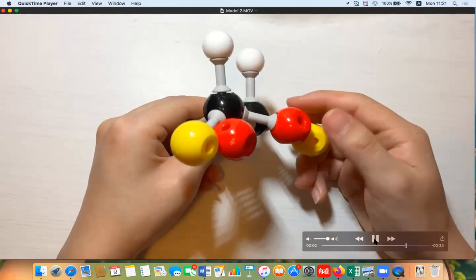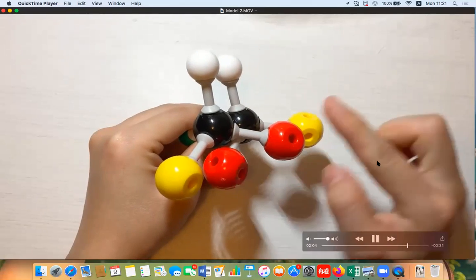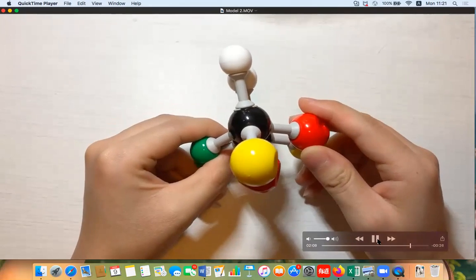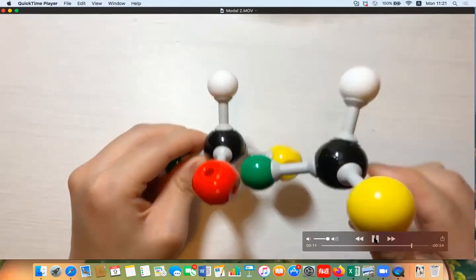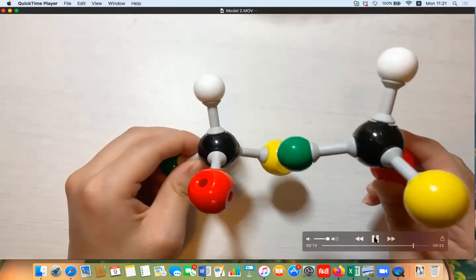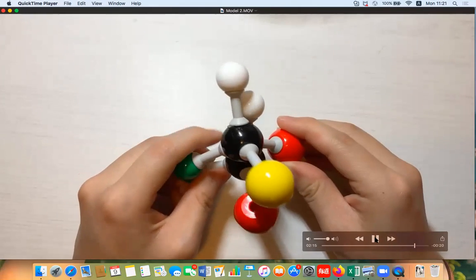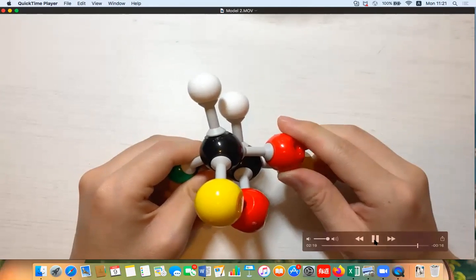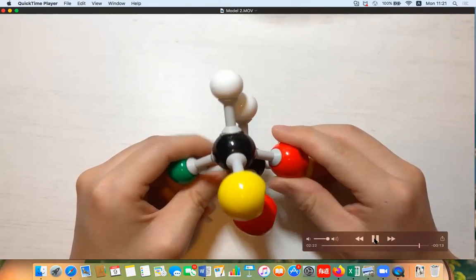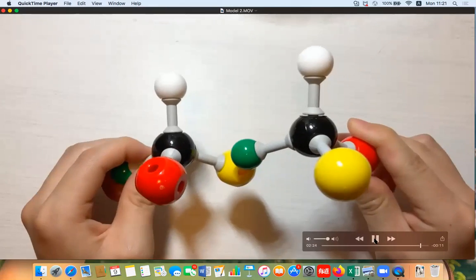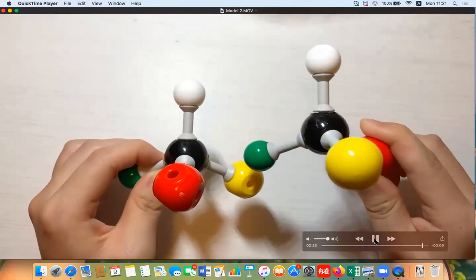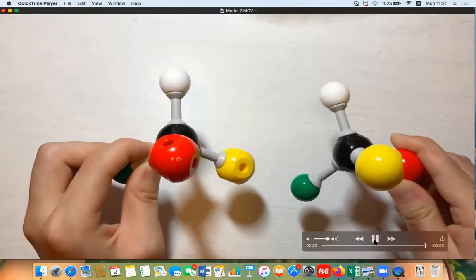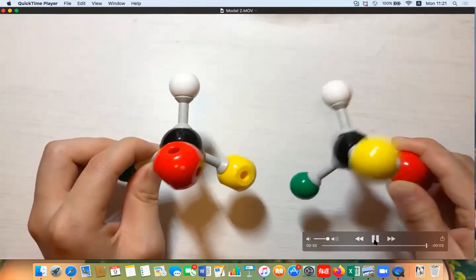Okay, so again, you can see the bromine atom and fluorine atom are not in the same position. No matter how you rotate this mirror image, it cannot be put onto the molecule so that all the atoms' positions match the original one. So in this case, we say the mirror image is not superposable to the original molecule. Hence, the original molecule is chiral.